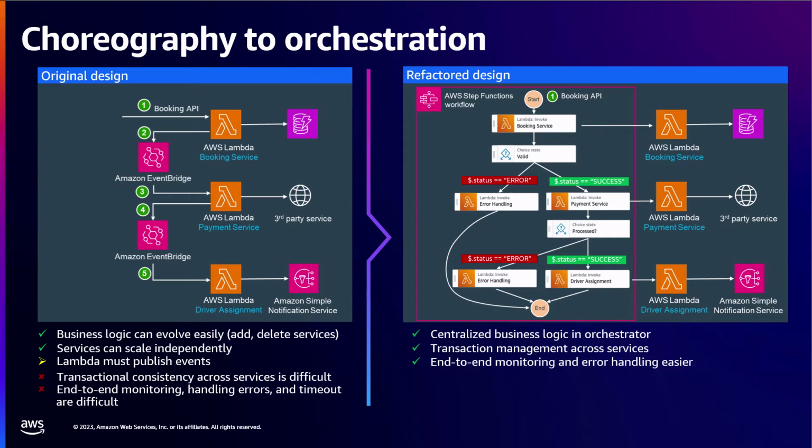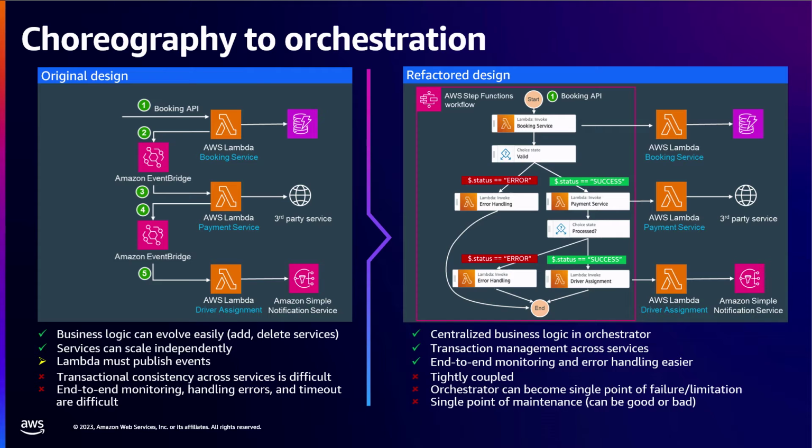In this refactored design, we replaced the choreography with a step function that acts as an orchestrator. The step function is now going to invoke all the 3 lambdas in a specific order. So now your lambdas are playing a passive role in this architecture, and you have complete visibility of your workflow. You can track the status of each workflow instance.